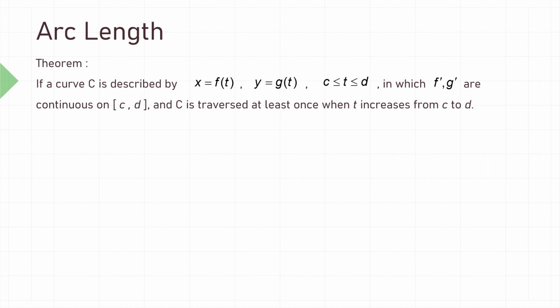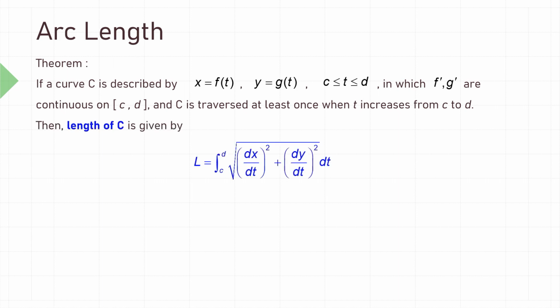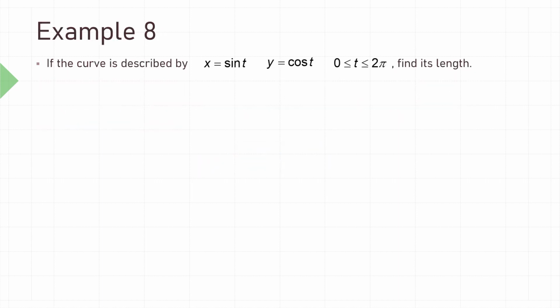Next, let's see the arc length. We have a theorem saying that if a curve C is described by the parametric equations x equal to f(t), y equal to g(t), for t between c and d, in which f prime and g prime are continuous on the interval c to d, and C is traversed at least once when t increases from c to d, therefore, the length of C is given by this formula. Let's see an example. If the curve is described by these parametric equations, find its length.